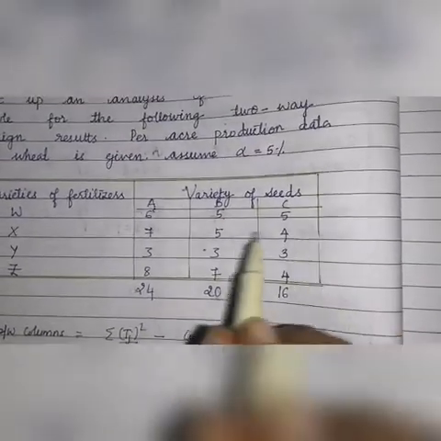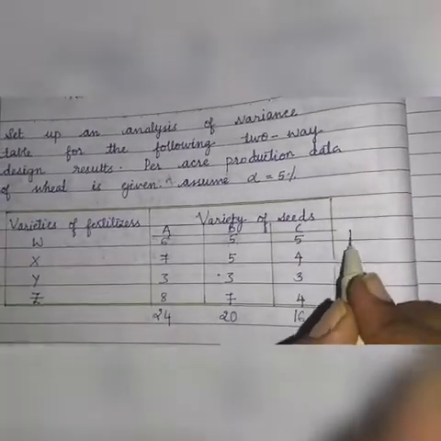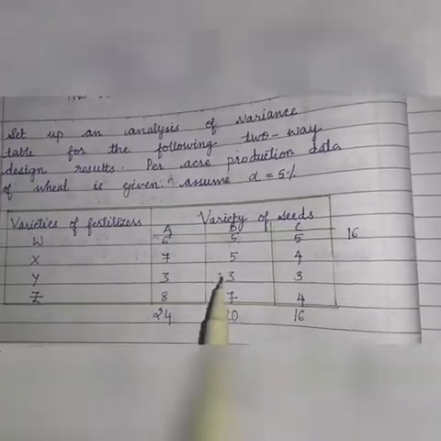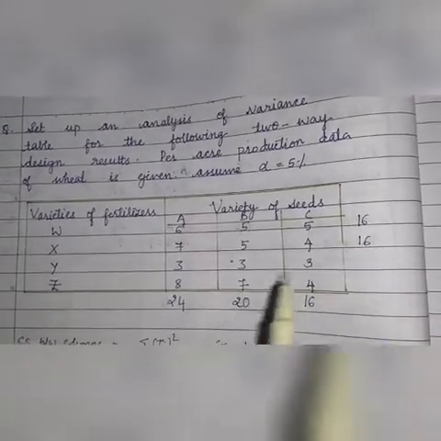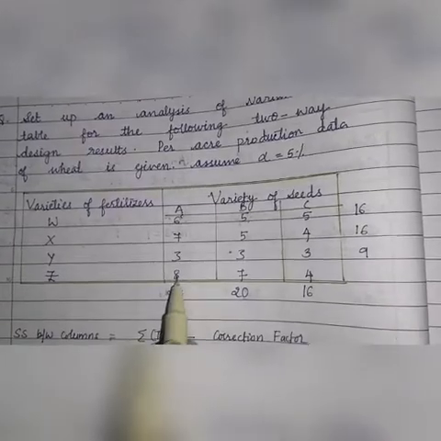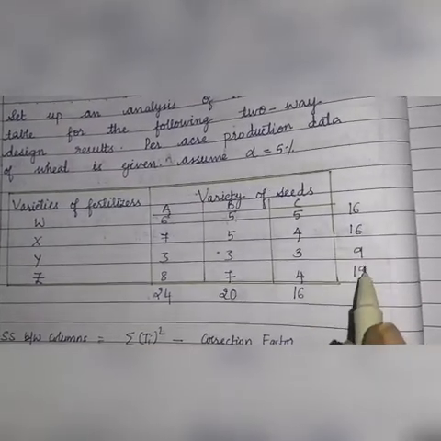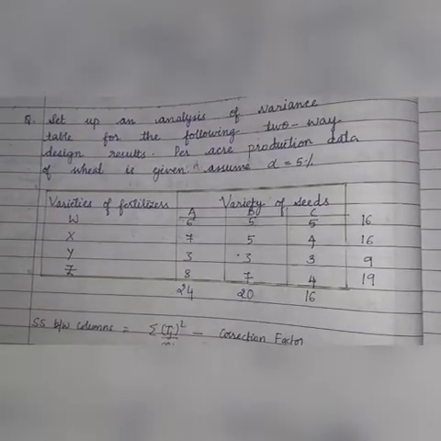Next, the row totals: 6 plus 5 plus 5, 10 plus 6 is 16. Then you have 7 plus 5 plus 4, which is 16 again. Then you have 3 plus 3 plus 3, 9. Then 8 plus 7 plus 4, so this is 19. So we have calculated the column totals and row totals.